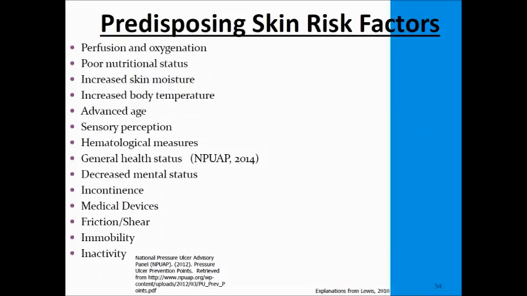We're going to go over predisposing skin risk factors now. You want to keep in mind risk factors in order to utilize prevention strategies as necessary. So risk factors: perfusion and oxygenation. So inadequate blood supply can decrease supply of nutrients to the injured area. Poor nutritional status, so they need vitamin C, protein, or zinc.